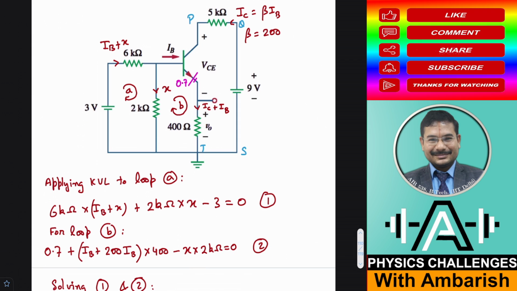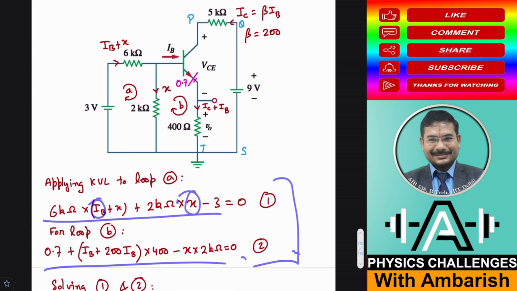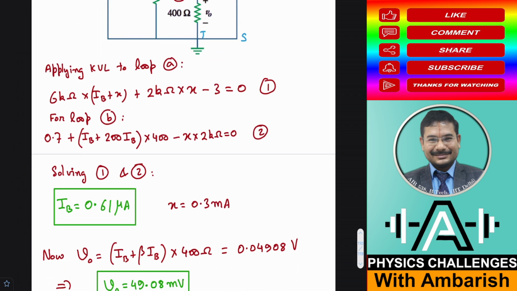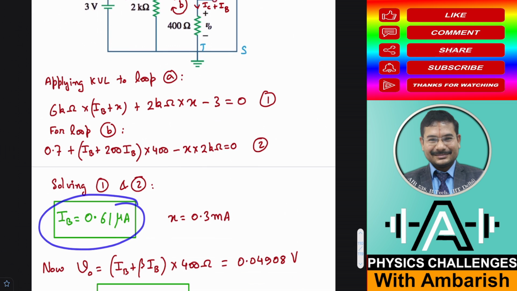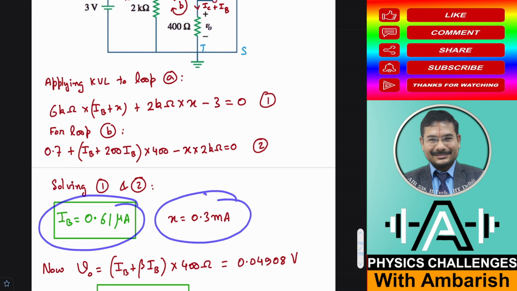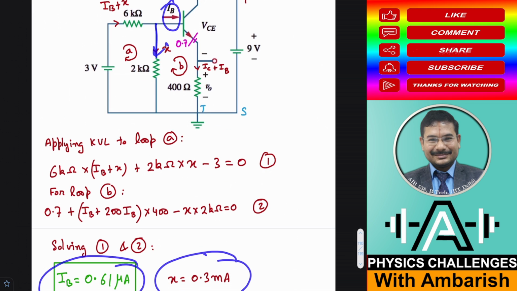Okay, so in these two equations, if you see, I have two unknowns. One is X, the other is IB, and I can easily solve this simultaneous equation. So if I solve, I get IB as 0.61 microampere. Okay, this one is 0.61 microampere, and X comes out to be 0.3 milliampere. Okay, so this current is 0.3 milliampere.